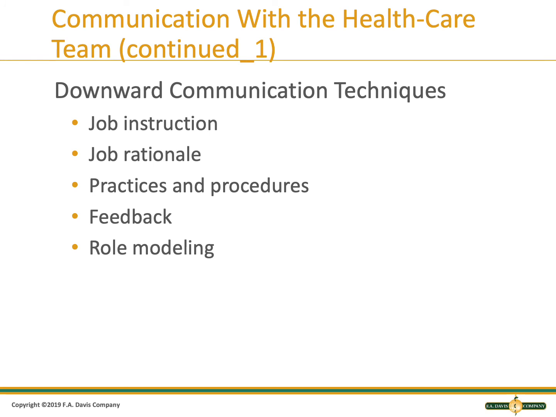But job instruction is referring to what to do or how to do it. Job rationale, explaining why or how one task relates to another. Practices and procedures, information about what needs to be done, how it needs to be done according to policy and possible benefits. Feedback is information about how effectively a person is performing and outcomes, or verification of instruction before a task is initiated. Okay, and then as well as during or after the completion of the task.